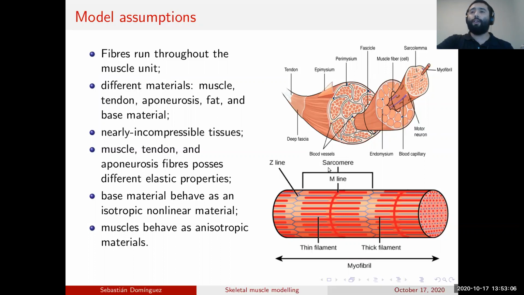Here is what I said before. These sarcomeres are actually inside this myofibril, okay? But we don't consider this currently in the model. We just go down all the way to muscle fibers, all right? This is our smallest unit.